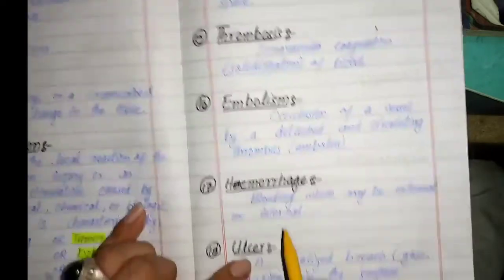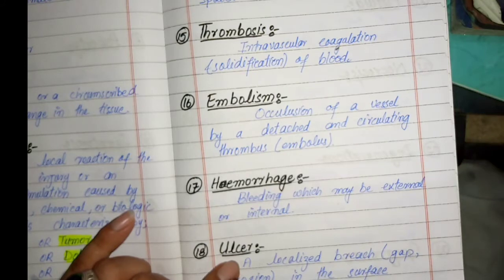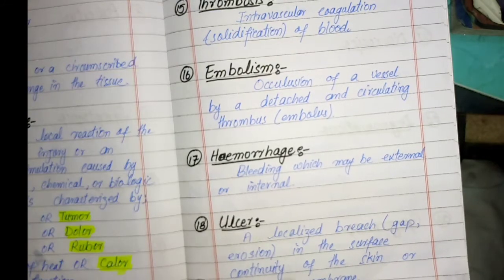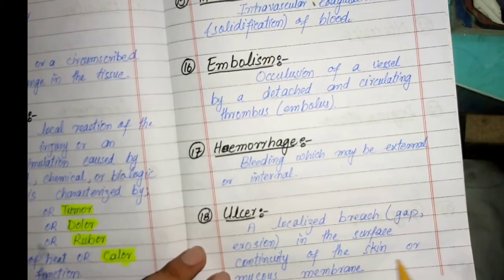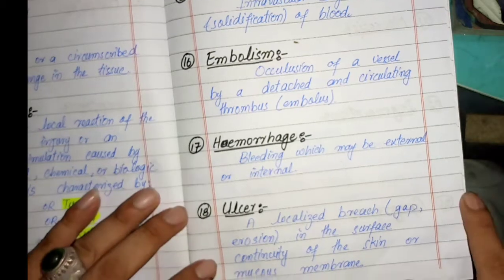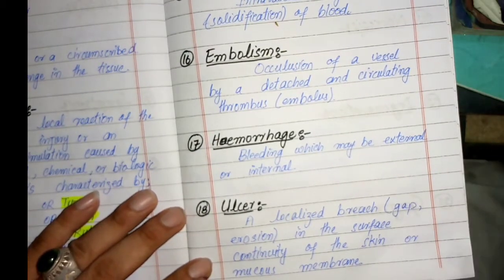And what is hemorrhage? Hemorrhage is bleeding, which may be external or internal, right? This is very simple. So what is ulcer? A localized breached gap or erosion in the surface continuity of the skin or mucous membrane. It means it is actually a gap in the surface, in every organ surface, whenever there is a gap or erosion. So this is called ulcer.